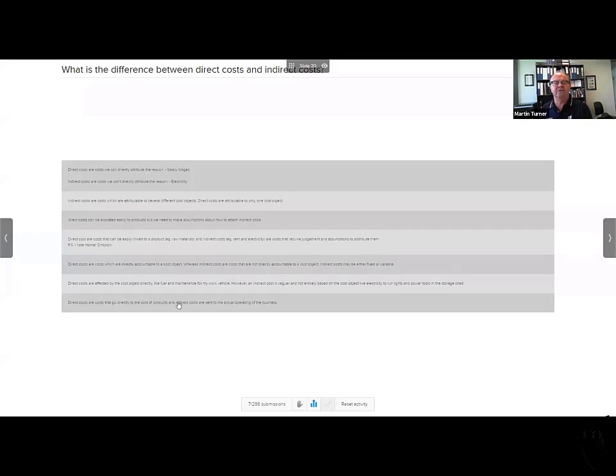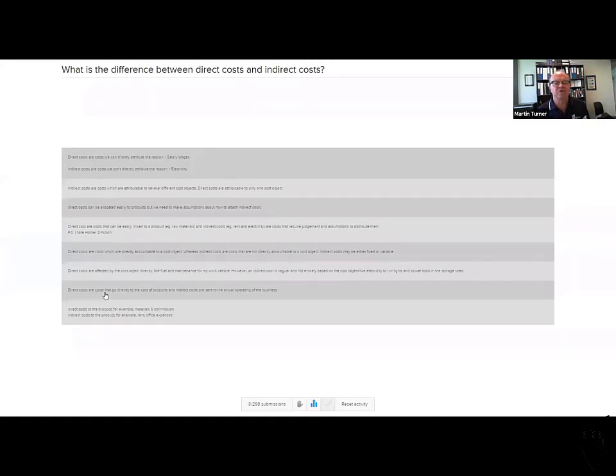Indirect costs may be either fixed or variable. Well, direct or indirect costs can be fixed or variable. That is, it's not just indirect costs. Direct costs are quite often variable and we'll look at those issues later, but they're a completely separate concept. Direct and indirect are completely separate. And so the idea that indirect may be either fixed or variable does help reinforce the fact that they're quite distinct concepts. Direct costs are affected by the cost object directly, like fuel and maintenance for my work vehicle.